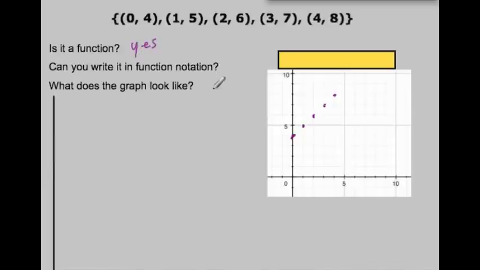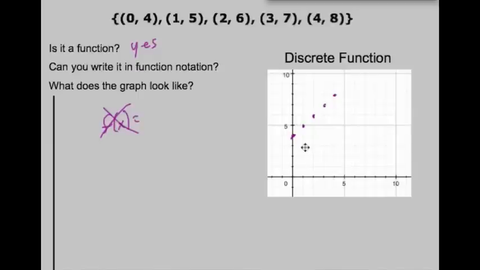Can we write it in function notation? Could I say something like f of x equals? Is there a rule that I could put, like an x plus 1 or a 2x plus 3? And it turns out there's not. I can't write a function notation for this, even though it is a function. It's a special kind of function. It's only these individual points, not the points connecting them. Because it's only individual points, there are no lines or curves connecting anything, we call this a discrete function.